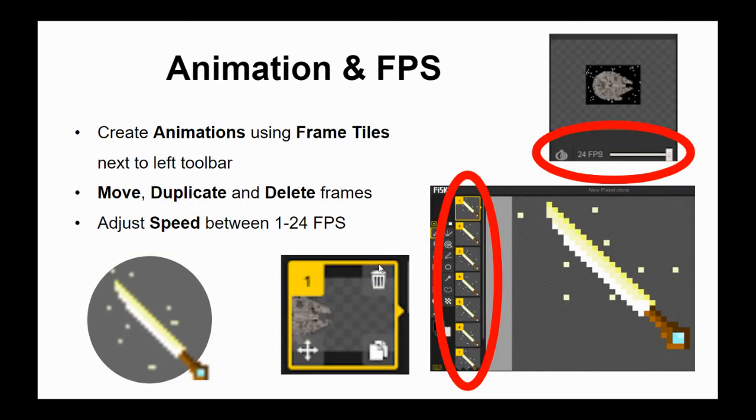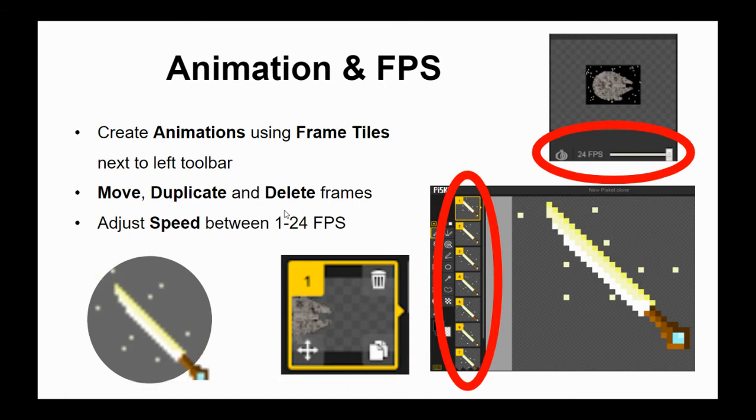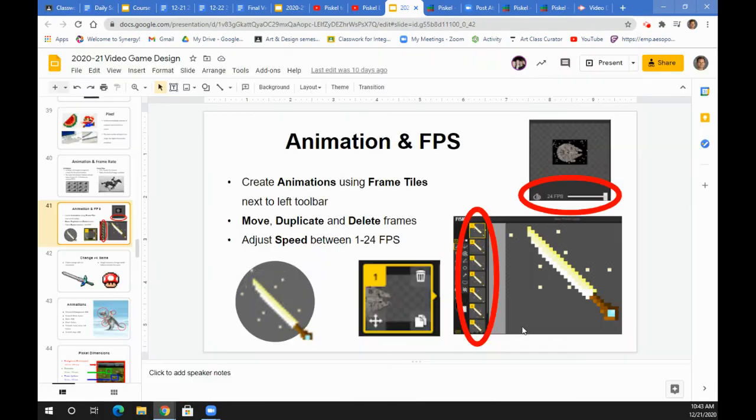As you're working with Piskel, you're going to be creating animations using the frame tiles here on the left toolbar. You can move, duplicate, and delete frames, and you can adjust the speed from 1 frame per second to 24 frames per second by sliding the bar here on the right, in the FPS section. So let's take a look at one of these and show you how to make this happen.